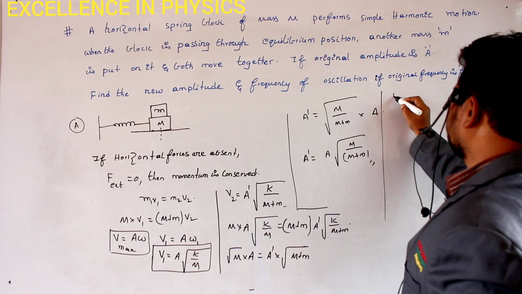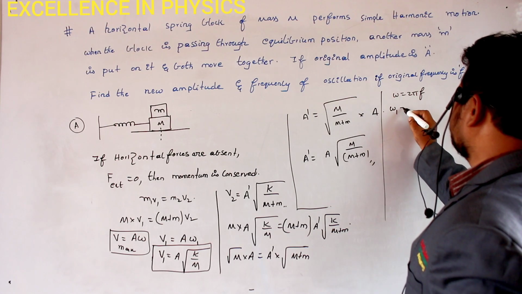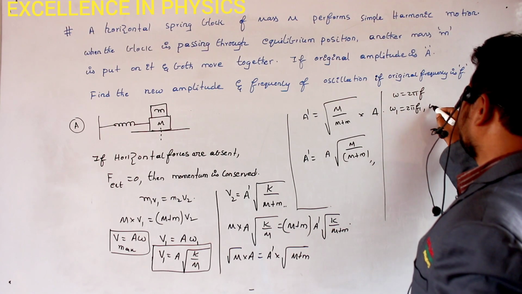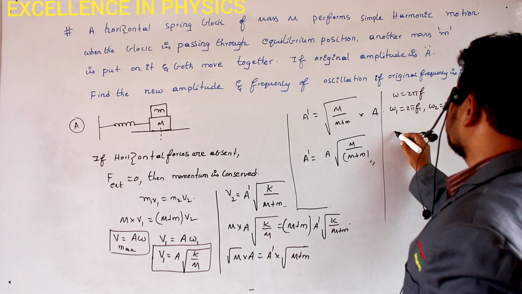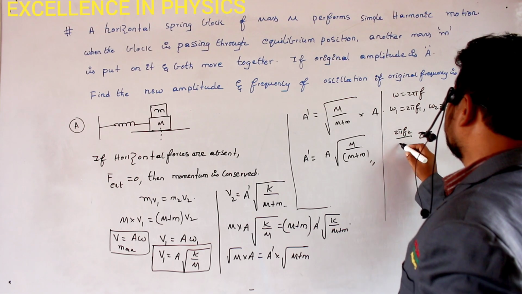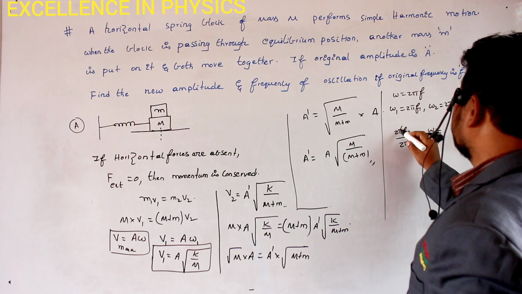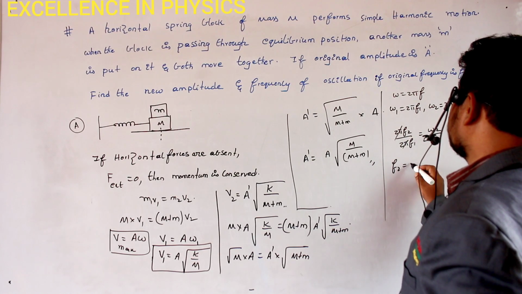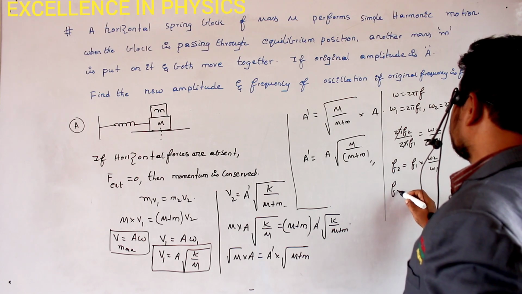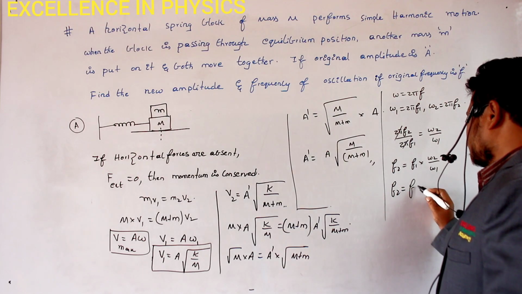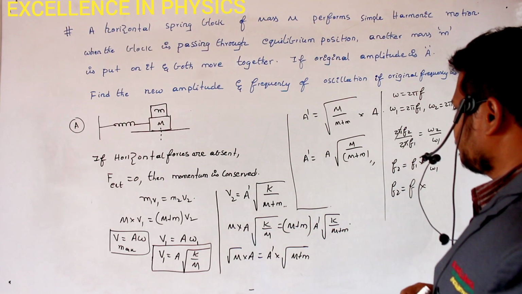We know that omega is equal to 2 pi into f. Clear? Therefore omega 1 is equal to 2 pi f1 and omega 2 is equal to 2 pi f2. What I want is f2. So 2 pi f2 divided by 2 pi f1 is equal to omega 2 divided by omega 1. So 2 pi gets cancelled. So f2 is equal to f1 into omega 2 divided by omega 1. The initial frequency is already given, it is f. Clear?